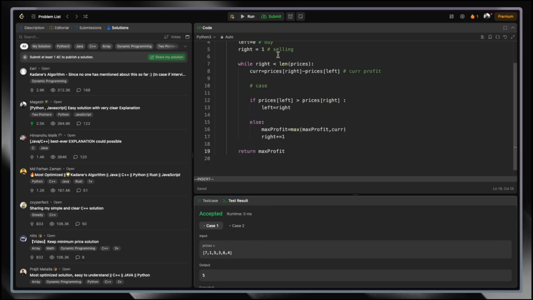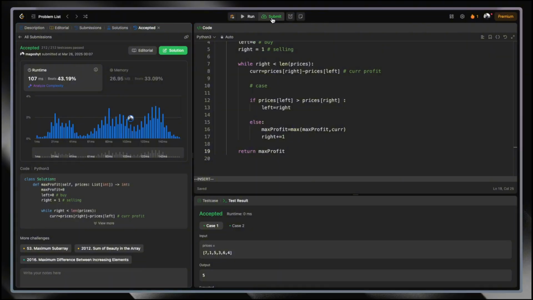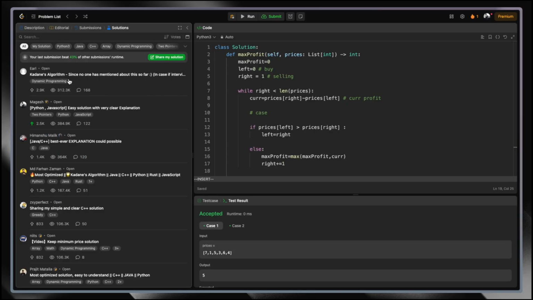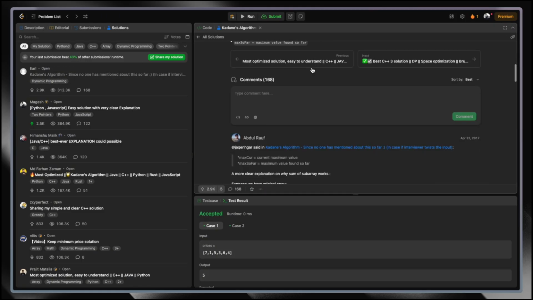Now let's submit this. Yeah guys, our code passes successfully, and there is one more solution also, which is using Kadane's algorithm. Again, I didn't explain it because the time and space are almost going to be the same. And if you want to see Kadane's algorithm, you can see this guy's solution. He explained about Kadane's algorithm.